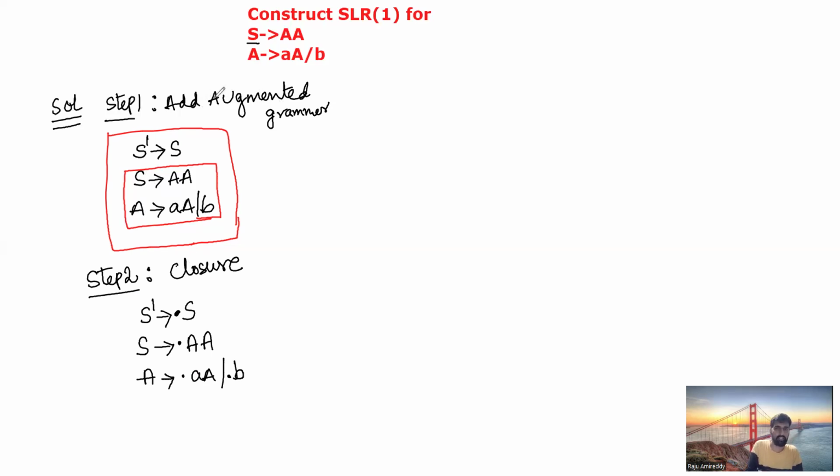So first we added augmented grammar. Second, we find the closure. How to find this closure? Just write a dot in the first production: S' → .S. After the dot we have S, so the productions of S are S → .AA. Before A we have a dot, and after the dot we have A, so for this A we have written A → .aA and A → .b. This is called finding the closure.